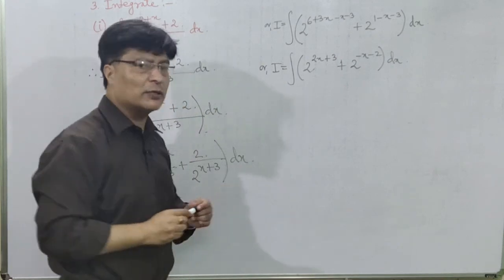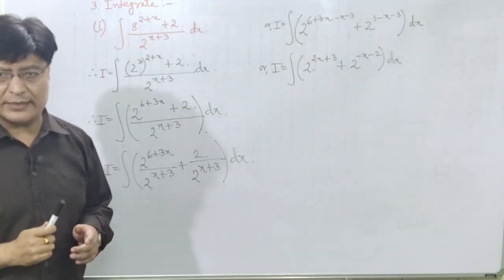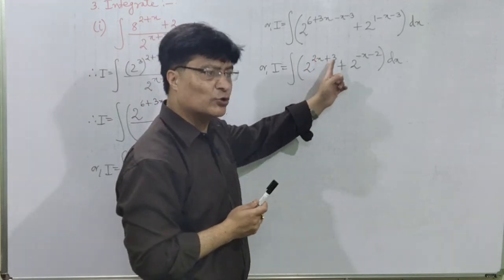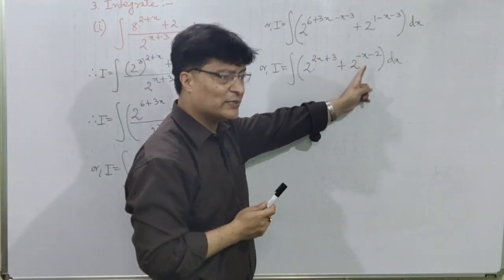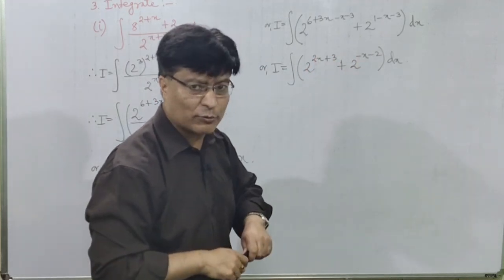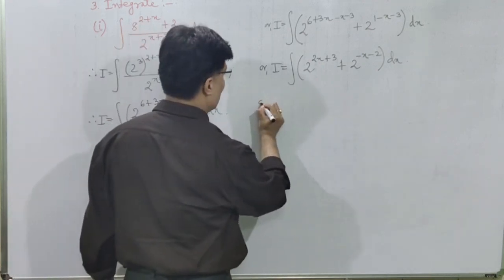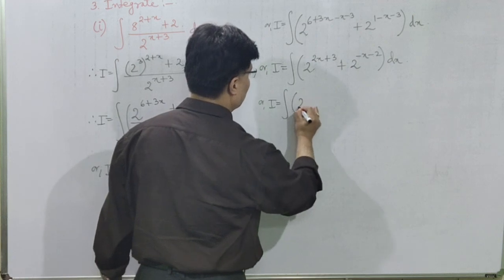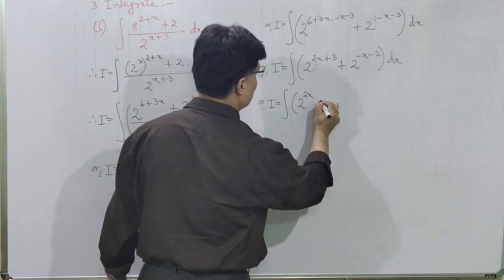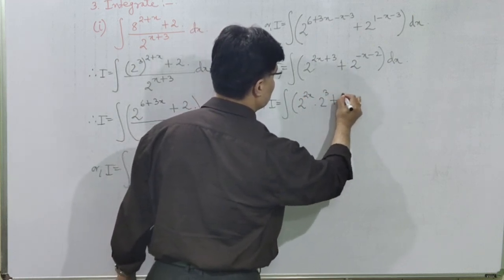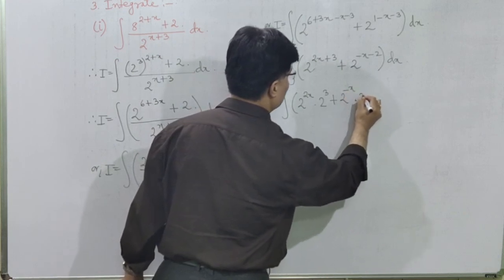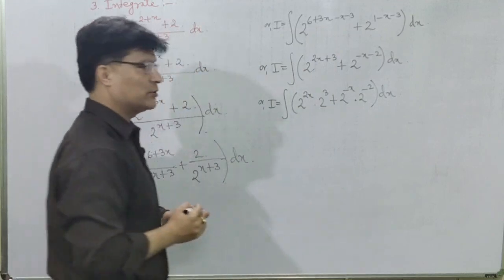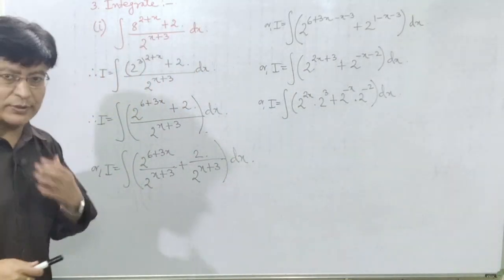Again, 2 to the power 2x plus 3 can be separated. You can separate it as 2 to the power 2x into 2 cube, and 2 to the power minus x minus 2 as 2 to the power minus x into 2 to the power minus 2. You know how to separate it, isn't it? So I is equal to integration of, within bracket, 2 to the power 2x into 2 cube plus 2 to the power minus x into 2 to the power minus 2, bracket close, then it is dx. I think you have understood it.